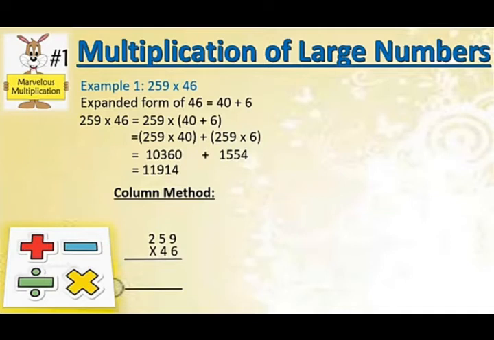So, 259, which is the multiplicand, will be arranged first. The multiplier number 46 will be written below. Now let us start multiplication. First we will start by the ones number 6. So, the first step is 1554.